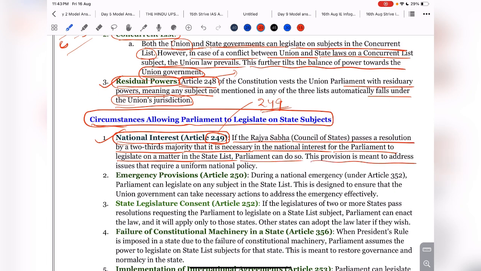So, if Rajya Sabha passes a resolution with a 2/3 majority requesting Parliament to make law on a matter of national importance, then Parliament can make law on the state subject.